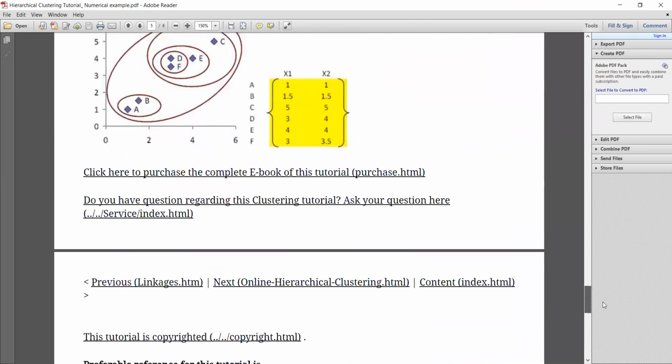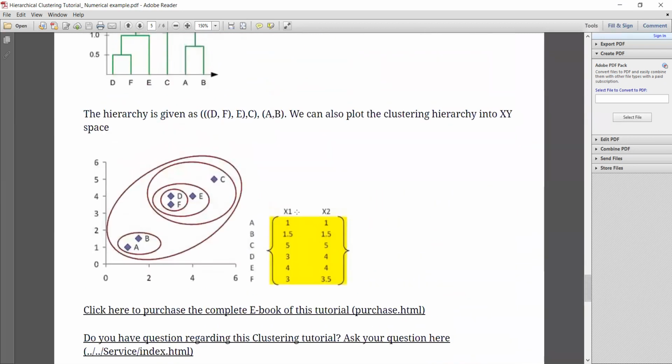So what is my data set here? My data set is two-dimensional data represented by the x1 and x2 attributes, and in my data set there are a total of 6 objects. A, B, C, D, E, F are the objects in the data set, and these are the values associated with the x1 and x2 attributes of these objects.